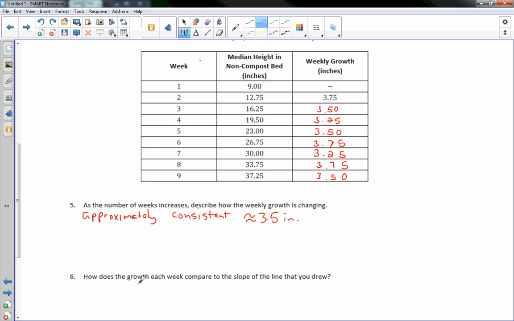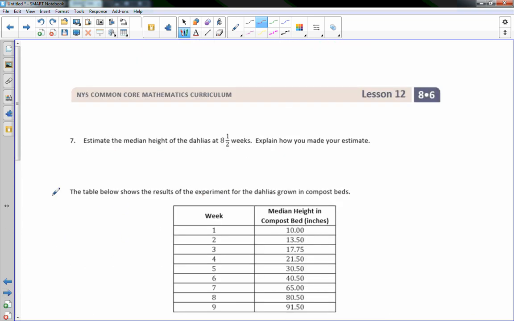Okay. The amount of growth per week varies from 3.25 to 3.75, but centers around 3.5, which I have already said, and I'm not going to write that. And number 7, estimate the median height of dahlias at 8.5 weeks. Explain how you made your estimate.